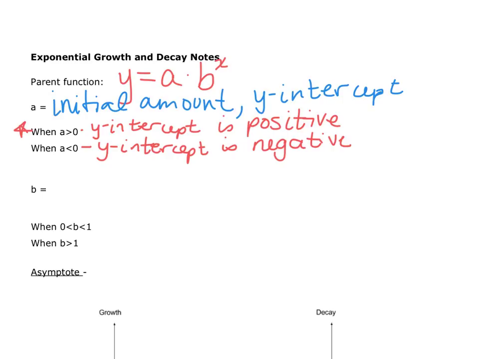All right, and yesterday we also talked about a cannot be 0. Notice here, a is either bigger than 0 or a is smaller than 0. So a cannot be 0. What happened when a was 0 yesterday? It was a straight line. We had a straight line.